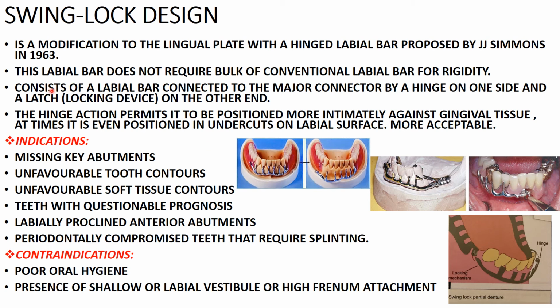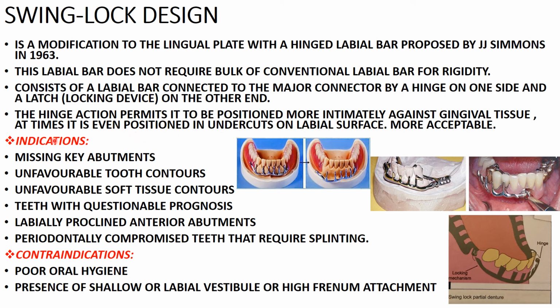It consists of a labial bar which is connected to a major connector by a hinge joint on one side, and on the other side it has a latch, that is the locking device. The hinge action permits it to be positioned more closely against the gingival tissue. At times it can even be positioned in undercuts.